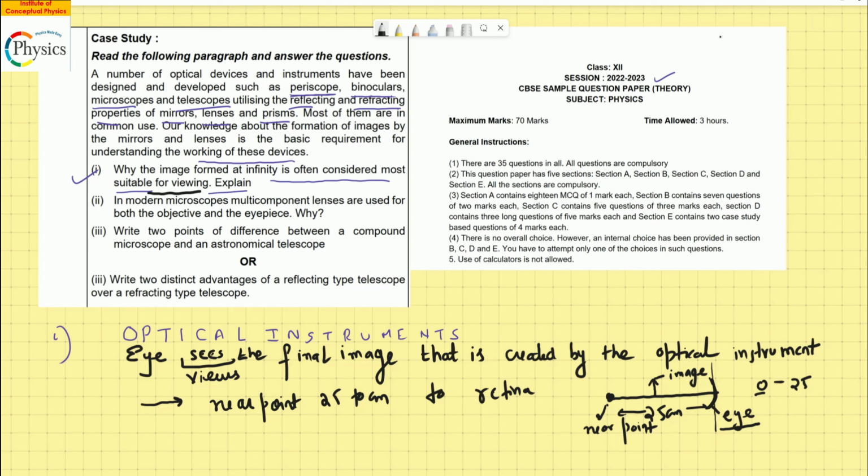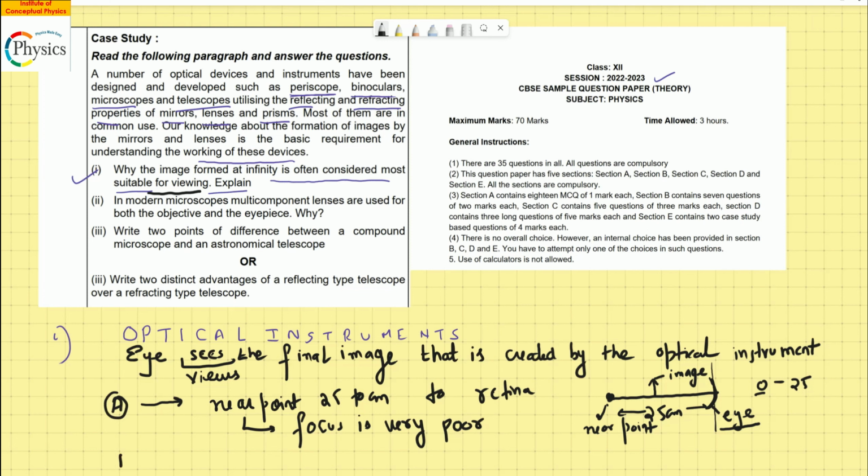And focus will be very poor. So in this situation, the focus is very poor. And you really cannot see the image clearly. A lot of strain, right? So this situation of trying to create an image between the retina of the eye and the near point is not acceptable. This doesn't work, okay?